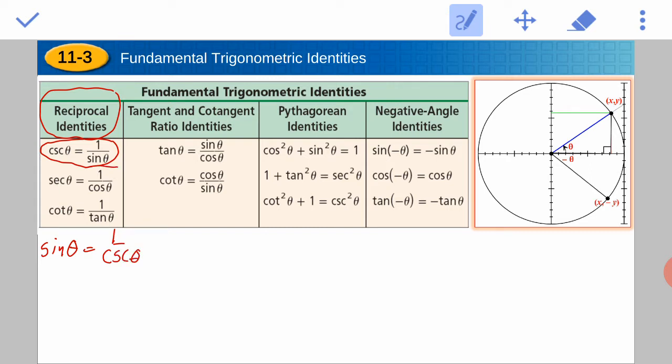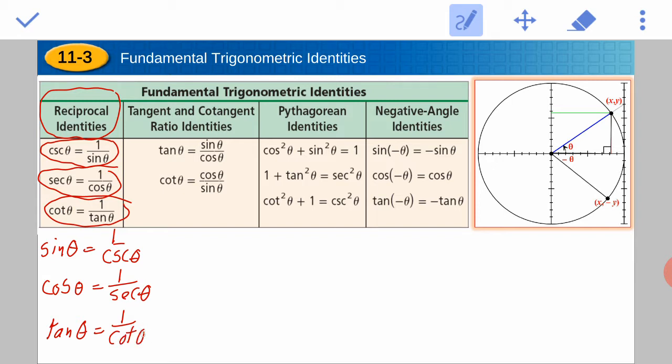Secant and cosine are reciprocal also, so secant theta is equal to 1 over cosine theta, or you may start with cosine theta is equal to 1 over secant theta. Finally, cotangent and tangent are reciprocal to each other, so cotangent theta is equal to 1 over tangent theta, or you may start with tangent theta is equal to 1 over cotangent theta.